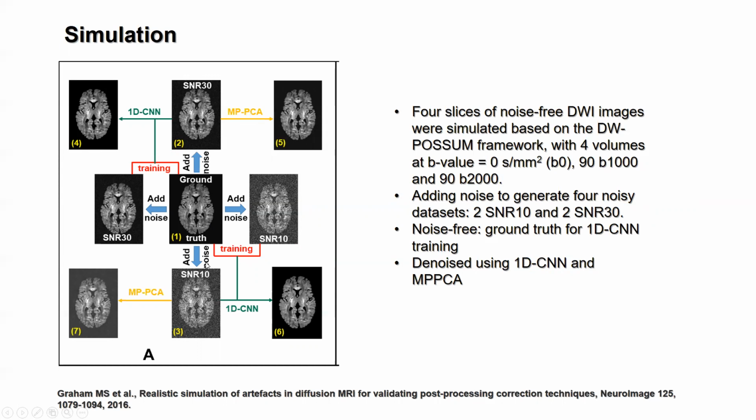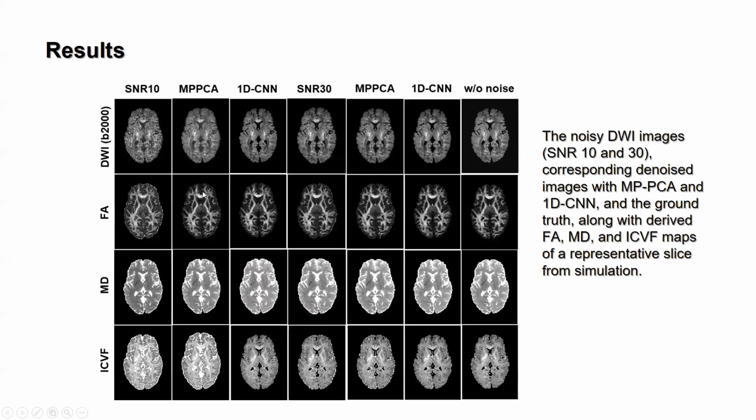Then for each SNR level, we train the 1D CNN on one of the noisy datasets using a noise-free dataset as a ground truth, and then denoise the other dataset. As a comparison, we also denoise datasets using MPPCA. Here are the results of the denoised images and derived FA, mean diffusivity, and ICVF maps for all the noisy datasets and denoised datasets and the ground truth.